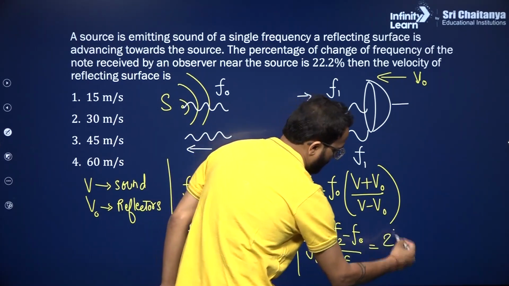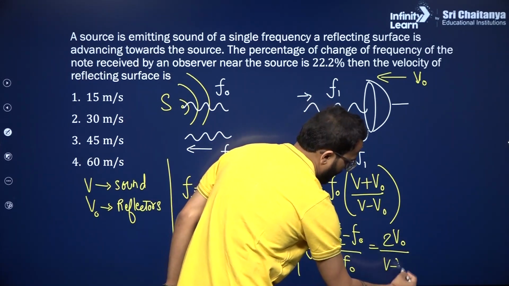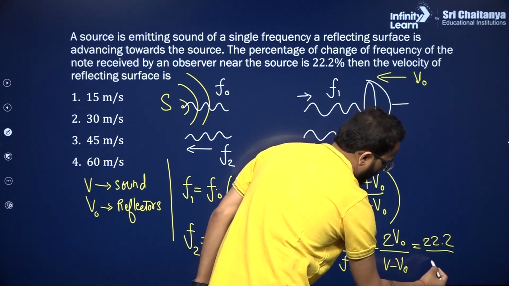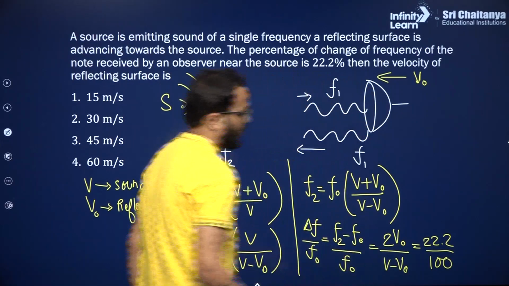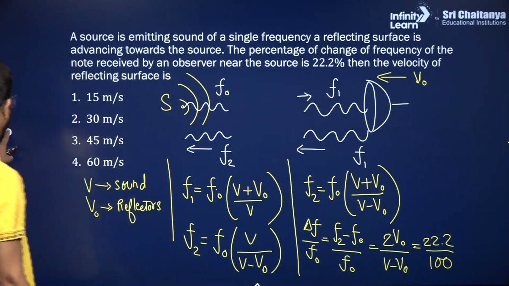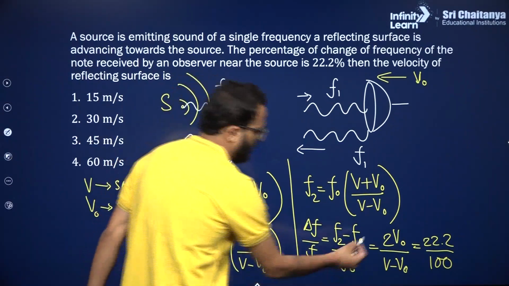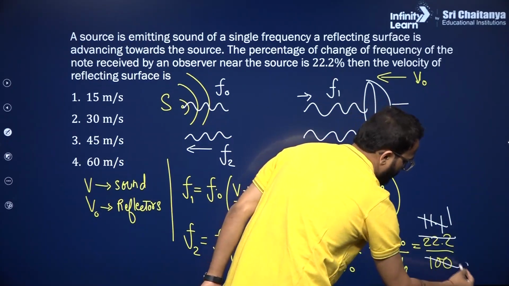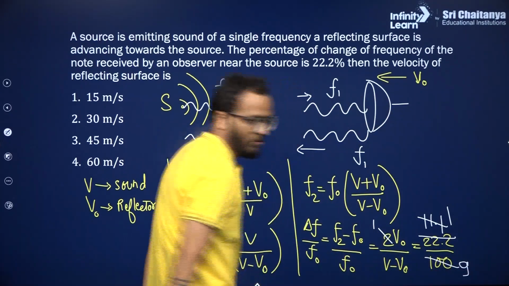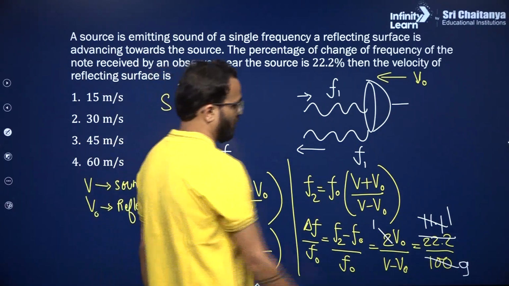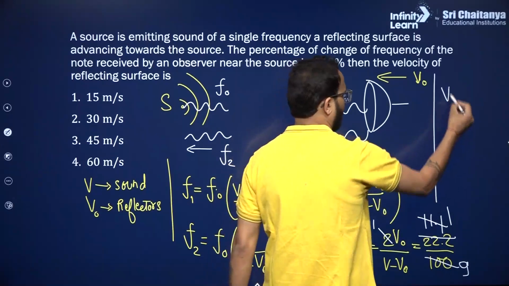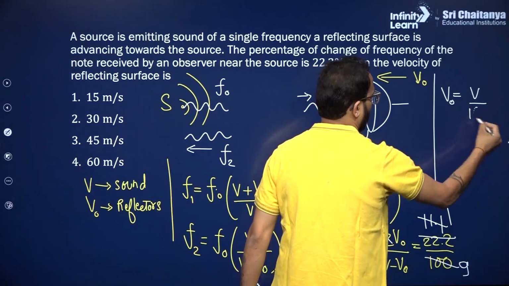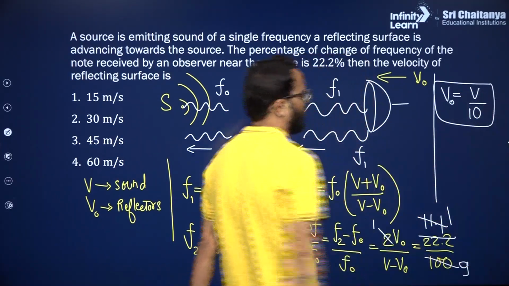So if you do it, it becomes 2V naught upon V minus V naught, which is given as 22.2 upon 100. Okay? So you solve it, very easy, no need to worry. 2 1s, 2 11.1 1s, almost 9s, right? So we will say from here that V naught is V by 10. Now V is what? Speed of sound. Has it been given?